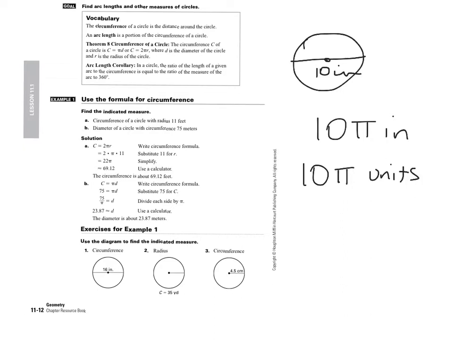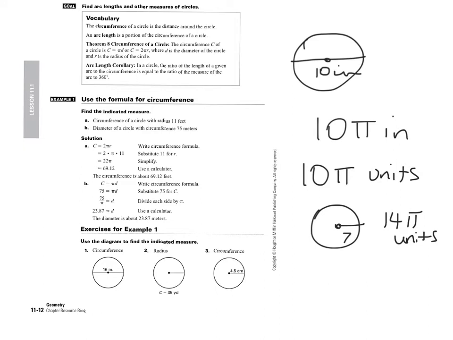Now, if I gave you a circle with a radius, and let's say I told you this radius was 7. What would be the circumference in terms of pi? 14 pi. You do 2 times the radius and then the pi symbol. And again, if it didn't have a unit labeled, you would just put 14 pi units. It's going to be that easy on the test tomorrow.